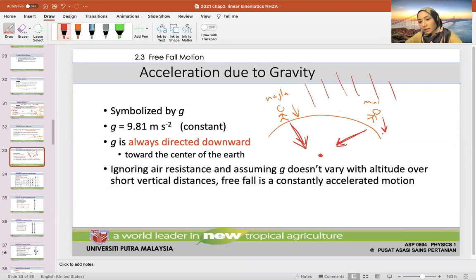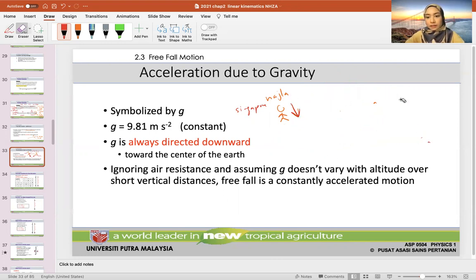So Mai yang dekat Antartika, and Najla which is in Singapore, diorang punya I would say jauh. Okay, cukup jauh. So gravity dia towards the center of the earth, and you can't say Najla is this way, so Mai pun kena this way. So it doesn't work like that. So the direction is always towards the center of the earth.